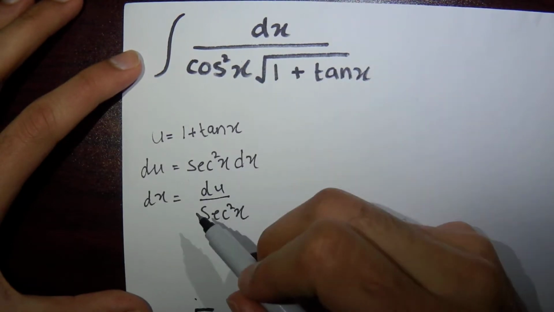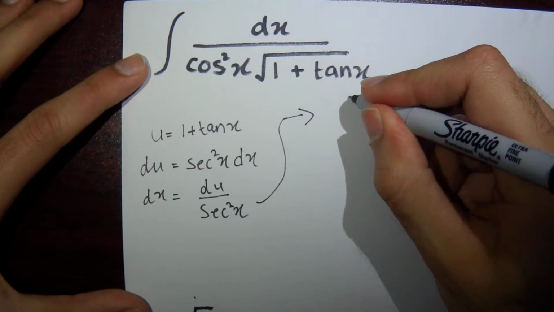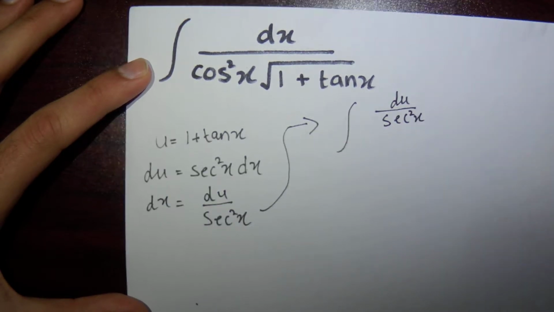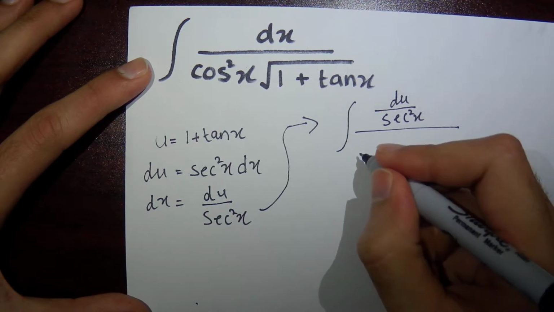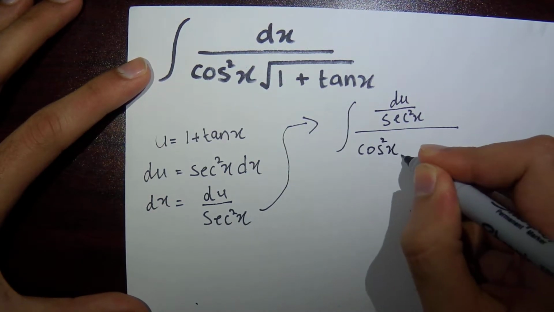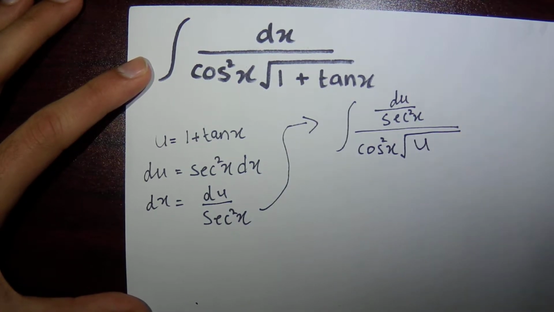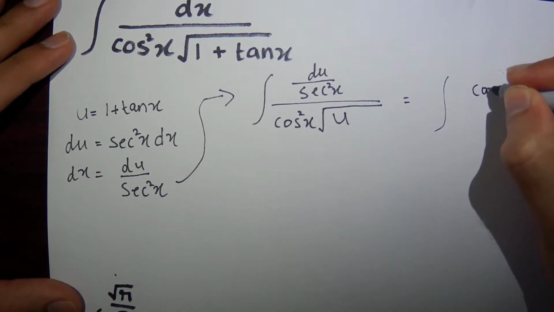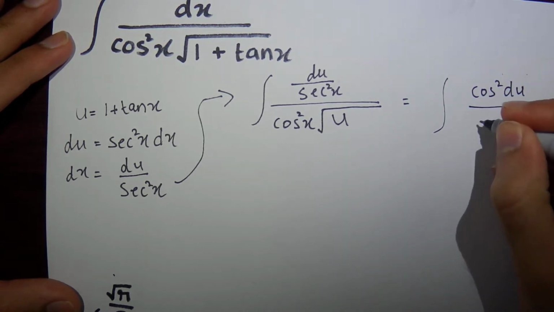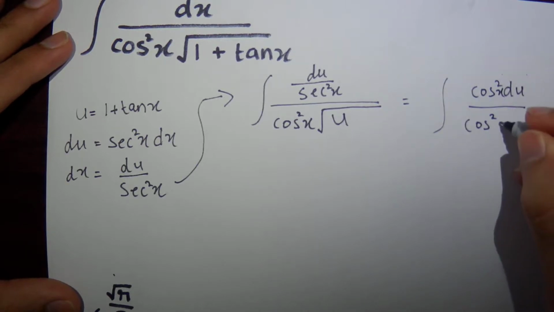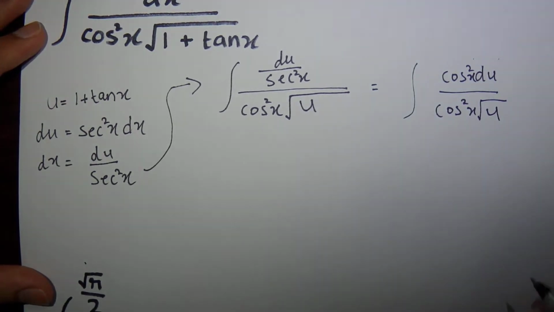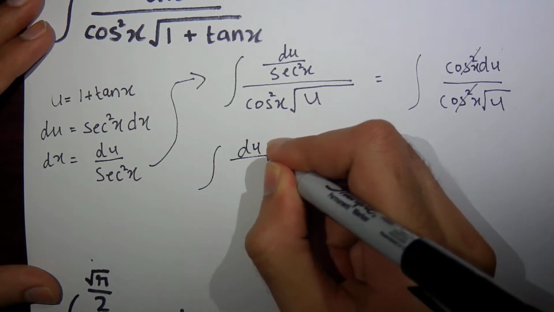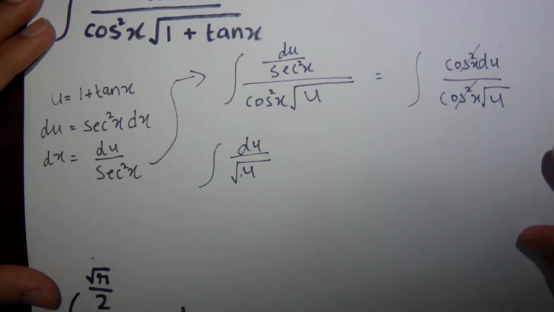If we plug this information back into our equation now, our integration would look like the integral of du over secant squared x, all of that divided by cos squared x, which we haven't changed at all, multiplied by the square root of u. This can also be written as the integration of cos squared x du divided by cos squared x times the square root of u. Fantastic, I've gotten rid of the x's, and now I'm left with a very simple integral that only involves one variable, which really is the only purpose and function of u substitution.